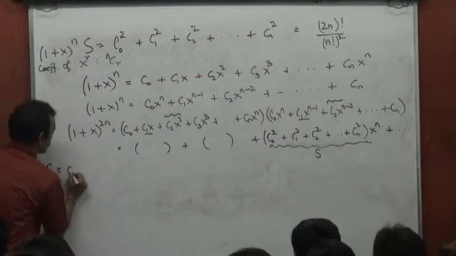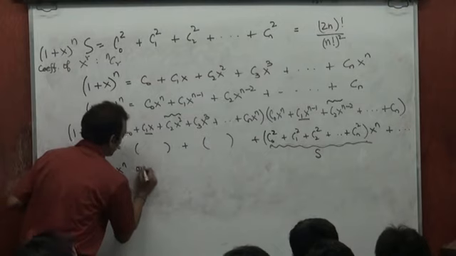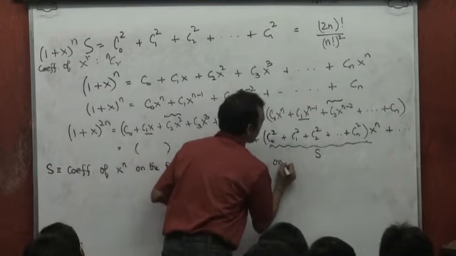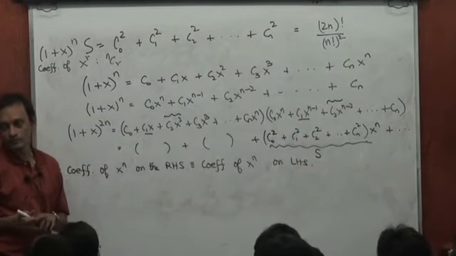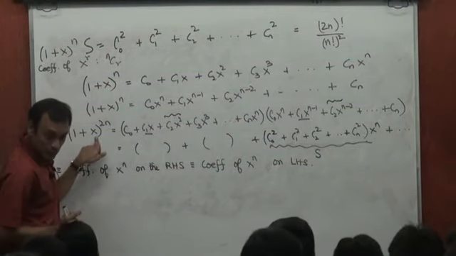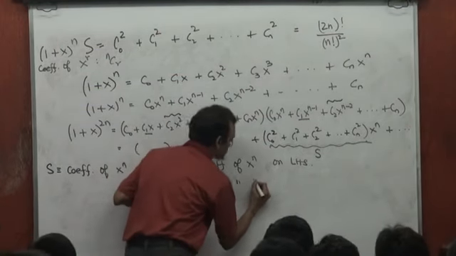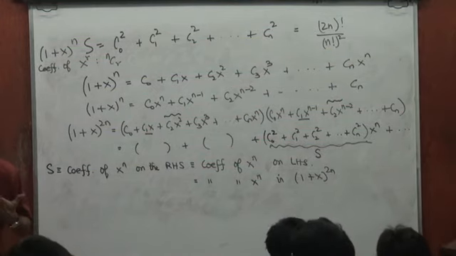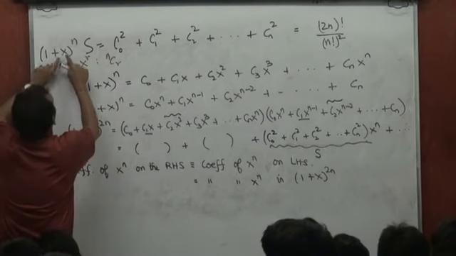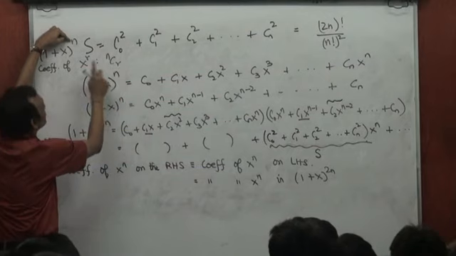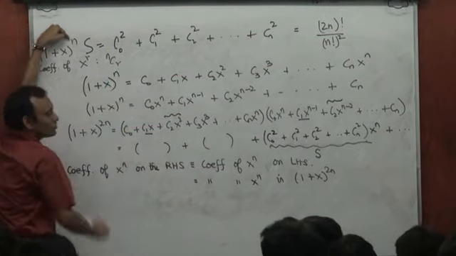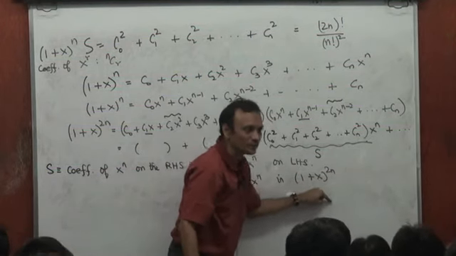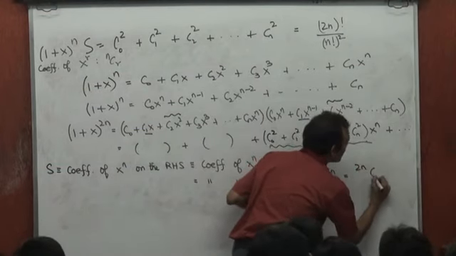S, the coefficient of x^n on the RHS, must be equal to the coefficient of x^n on the LHS. What is the LHS? (1 + x)^(2n). So this S must be the coefficient of x^n in (1 + x)^(2n), yes or no? Now the coefficient of x^r is what? It is nCr, so the coefficient of x^r here would be (2n)Cr. So the coefficient of x^n would be (2n)Cn, yes or no? So this is going to be (2n)Cn.